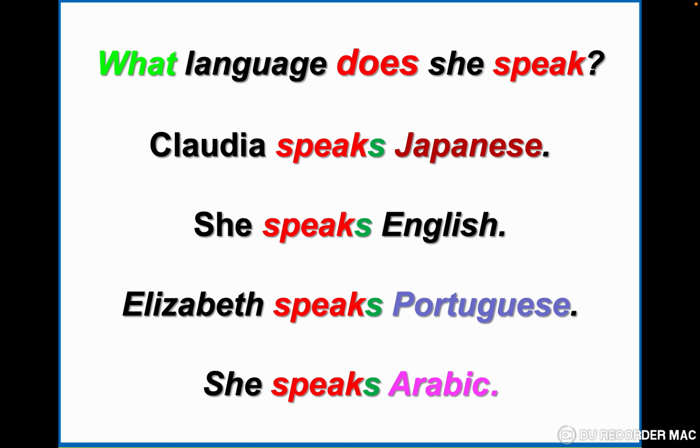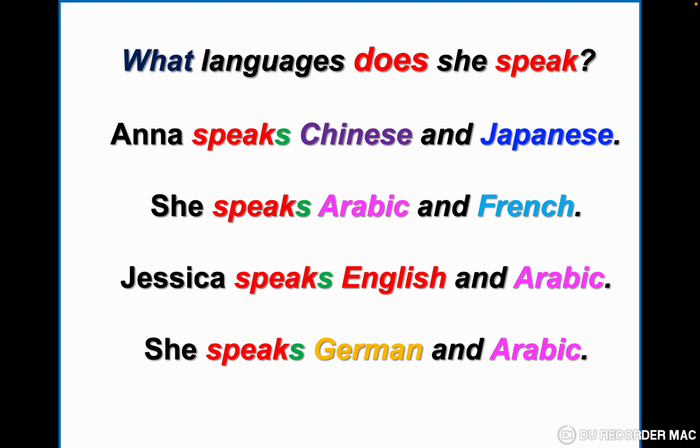So from this slide and the previous slide, we noticed that with he or she or a man or a woman, the verb must take an S. This is what you should learn from this lesson. So in present simple, with he, she, and with a person, a man or a woman, the verb must take an S. Let's see more examples.